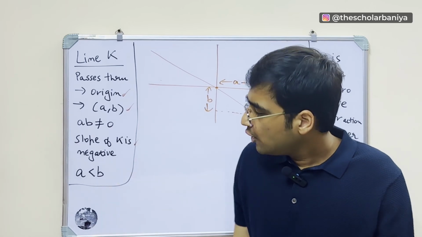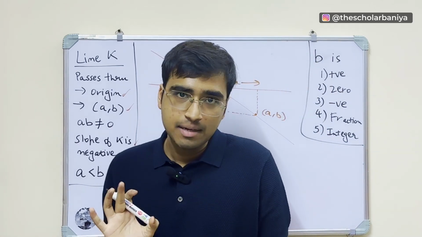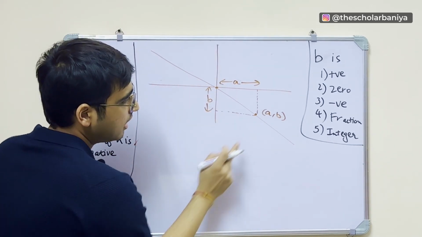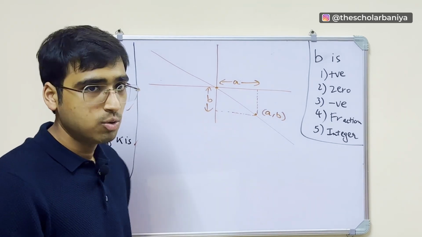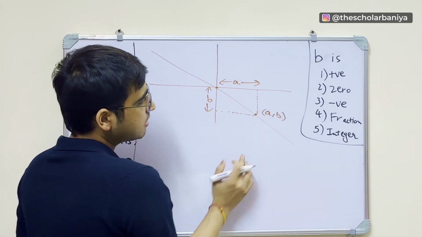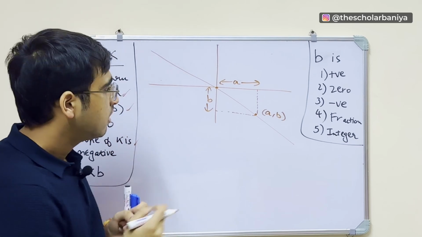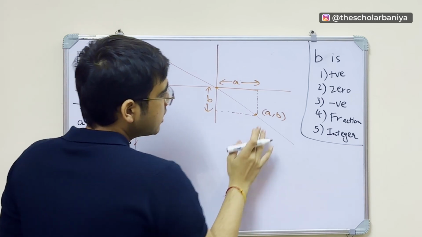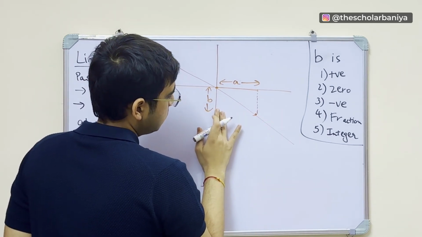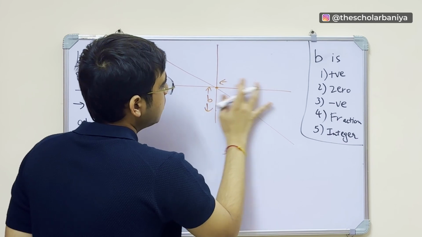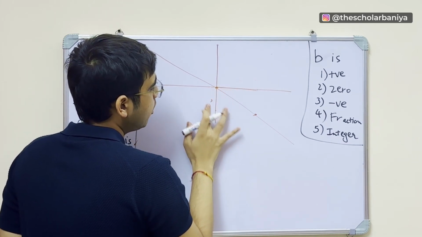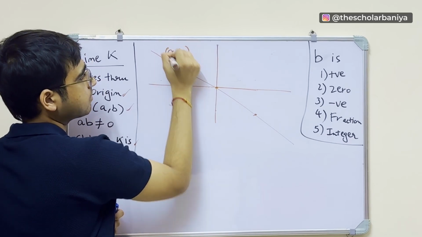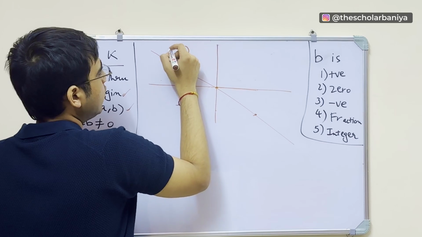Okay. But we also know that A is less than B, right? Now tell me one thing. Can this be a possible scenario? No. Why? Because in this case, A is positive, B is negative, right? Because this point is what? This point has A positive, B negative, right? So this cannot be a possible case, right? So we will have to take the value of A comma B somewhere over here. Let's say this point is A comma B, right? This point is A comma B.